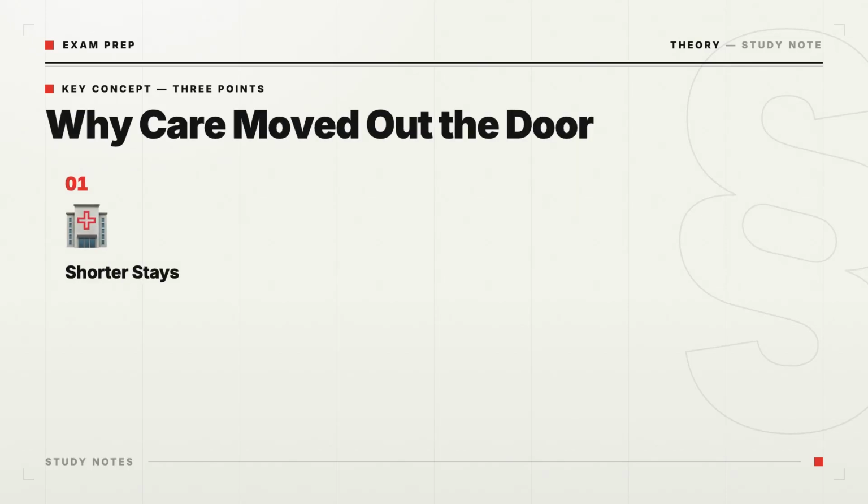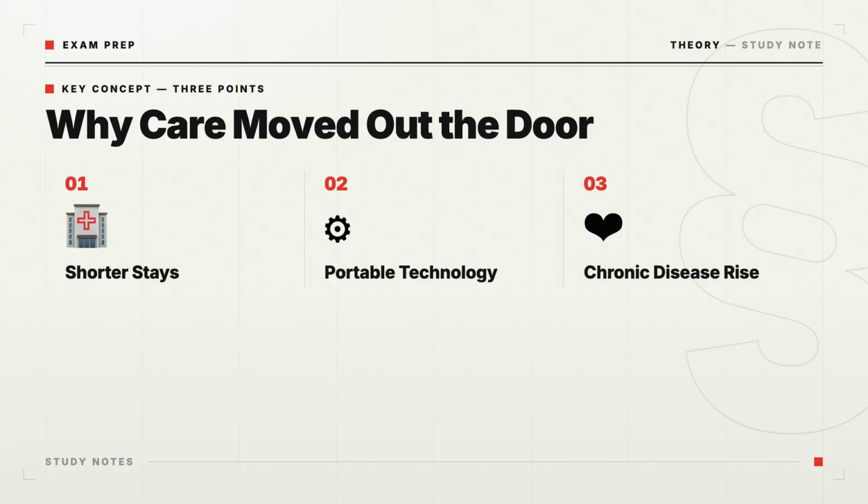This category exists because of structural change. Hospital stays shortened, technology became portable, and chronic disease overtook infectious disease as the leading killer. So payers pushed treatment out of the most expensive building in the system. Somebody had to follow the patient out the door.